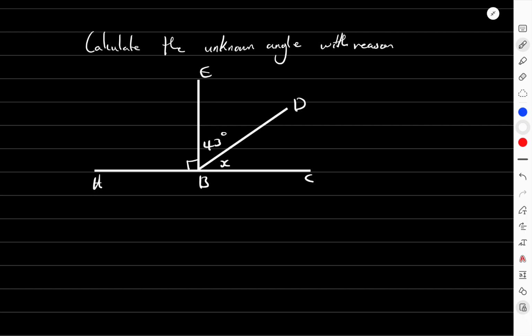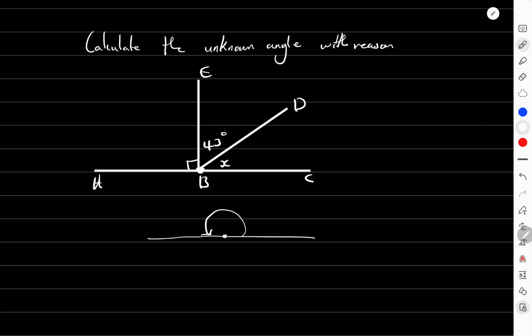Now, what is it that I'm supposed to do? I'm going to look at line ABC. Line ABC is a straight line, a line that does not curve. Therefore, the angles found within the vertex of ABC are going to be equal to 180 degrees, because at this point I have a vertex.